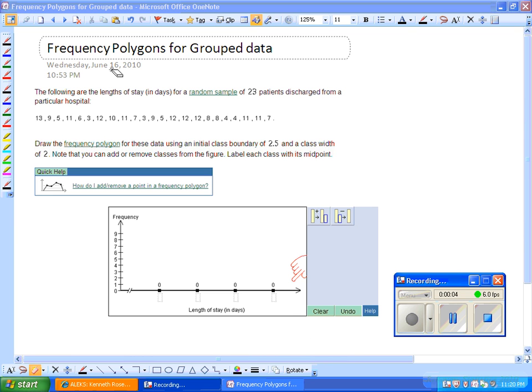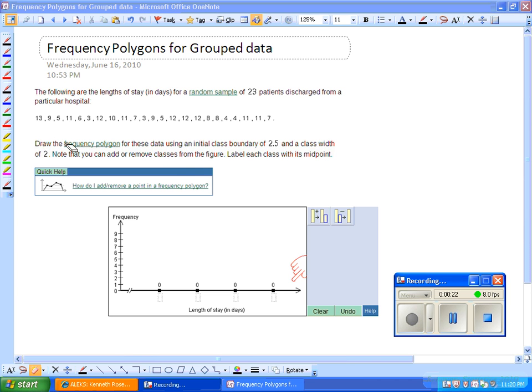In Alex, you're going to have some problems that are in Chapter 2. You're going to be asked to create frequency polygons for grouped data. Frequency polygons in your book are discussed on page 53. And there's 4 steps to doing this. Let's follow these instructions though.